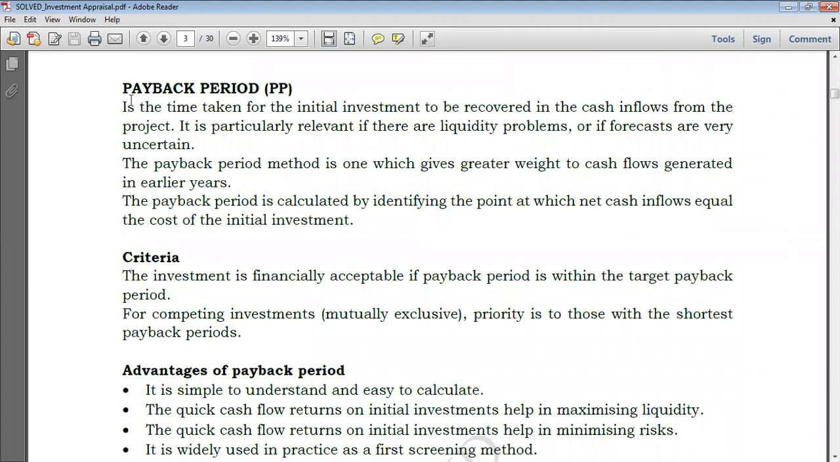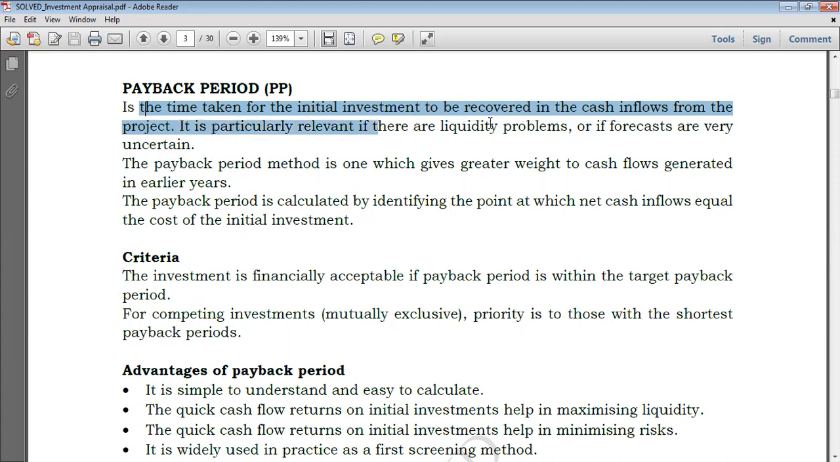So simply speaking, what is payback period? Payback period is the method that emphasizes recovery of the initial investment cost of the project as early as possible. So that's why we say it is the time taken for initial investment to be recovered in the cash flows from the project, just like this.